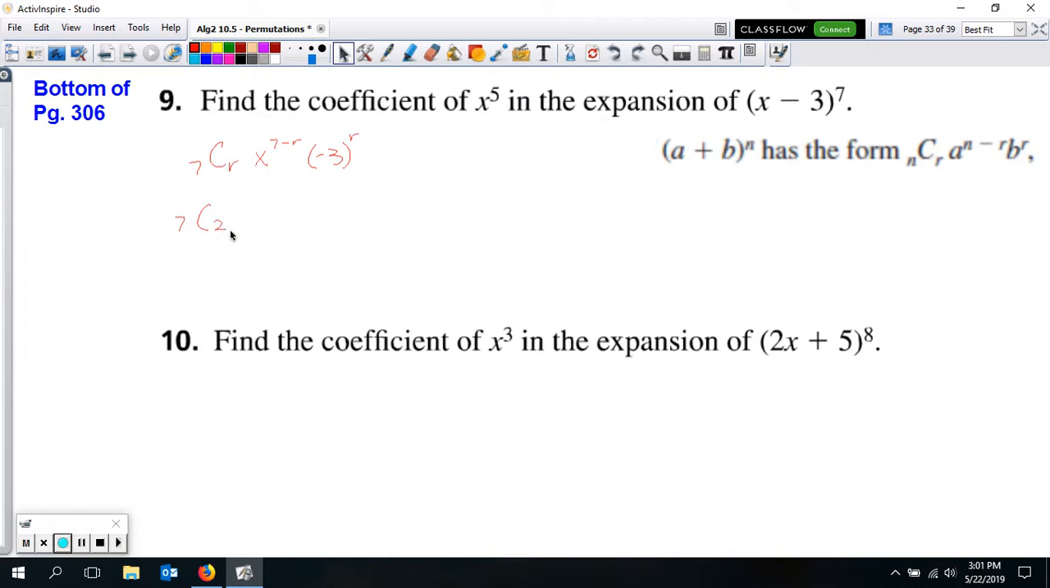So we know that when you're subtracting, this number right here has got to be 5. So 7 minus r has got to equal 5. That means 7 minus 2 is r. So r has to be 2. That way that can be an x to the 5th power. And so that means that this is going to be negative 3 to the 2nd power on this one.